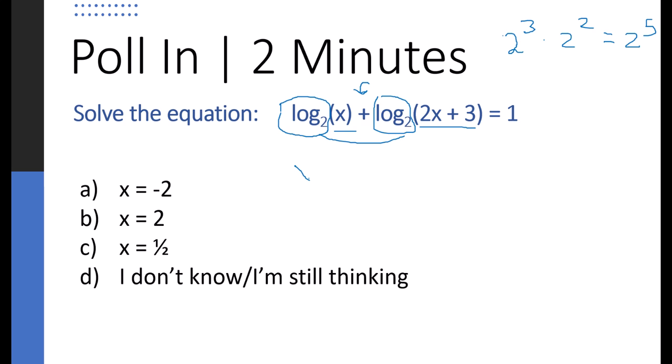So I'm going to pull this down and take out the log base 2, and I'm going to write x times 2x plus 3 equals 1. Actually, let me start that over again. Let me erase here. This takes some practice.